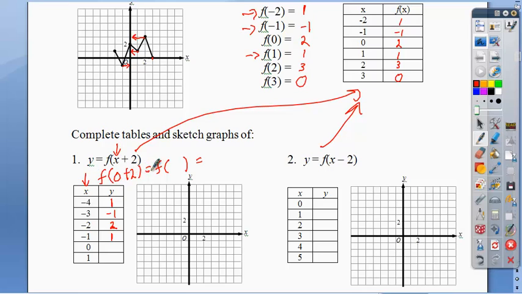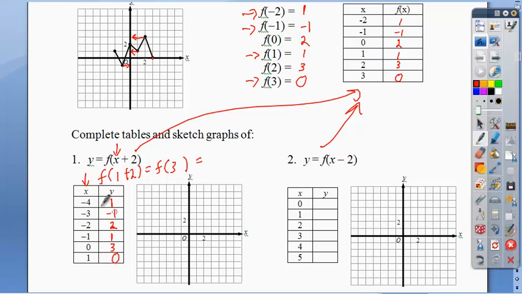So 0 plus 2 gives me f of 2, and f of 2 gave me a value of 3. And the last one, I'm going to do 1. So this one right here, 1 plus 2 gives me 3. F of 3 was 0. So what I'm going to do is go ahead and plot all my points.